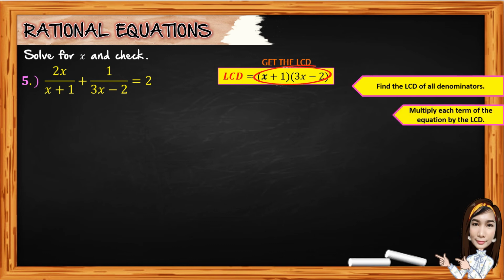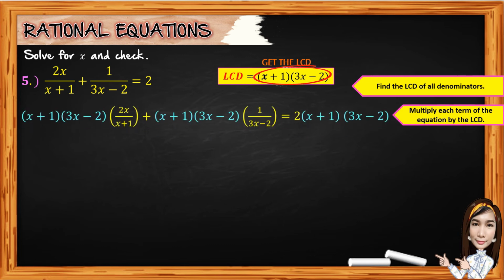Then, multiply each term of the equation by the LCD. So we have the quantity x plus 1 times the quantity 3x minus 2 times the first term 2x over x plus 1, plus the LCD, the quantity x plus 1 times the quantity 3x minus 2, times the second term 1 over 3x minus 2, is equal to 2 times the LCD, the quantity x plus 1 times the quantity 3x minus 2. Then, simplify and solve for x. On the first term, we can divide: x plus 1 divided by x plus 1 is equal to 1.